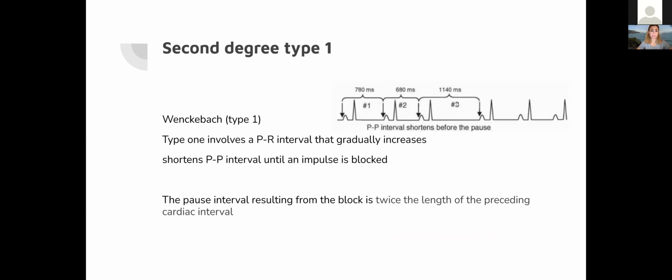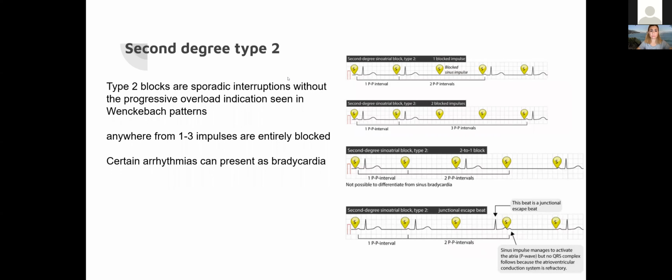So the second degree type 1 blocks are called Wenckebach blocks. Type 1 involves a PR interval that gradually increases, and the P to P interval shortens until an impulse is blocked, as you can see here. The pause interval resulting from the block is twice the length of the preceding cardiac interval. The second degree type 2 is a more sporadic sort of interruption without the progressive overload indication seen in Wenckebach patterns. Anywhere from 1 to 3 impulses are entirely blocked.